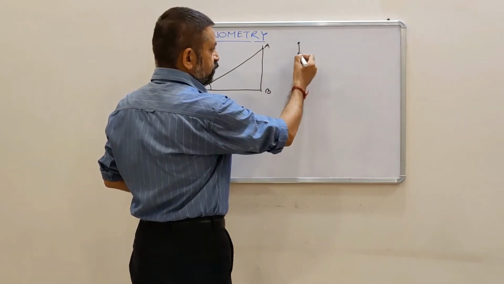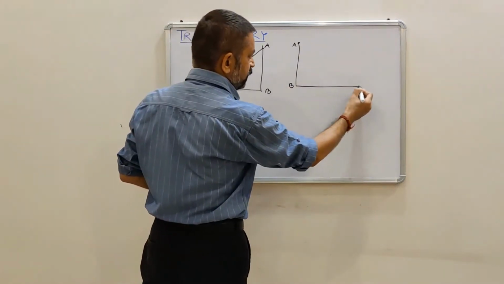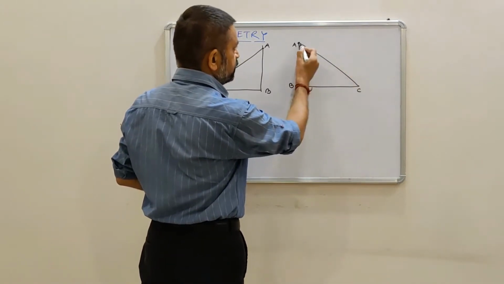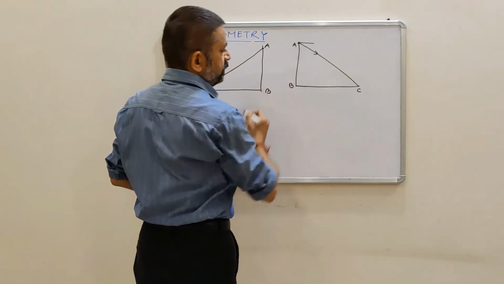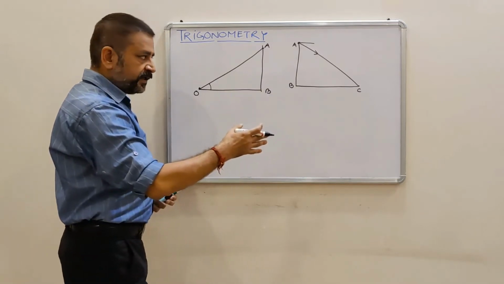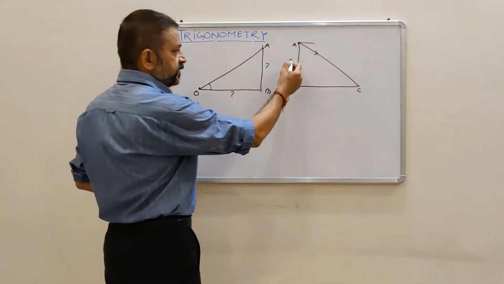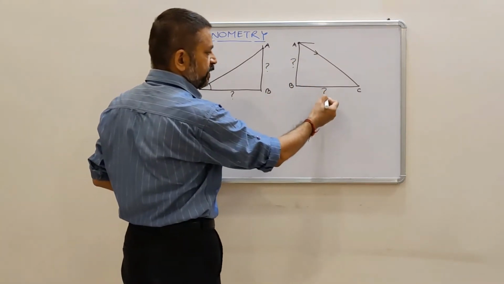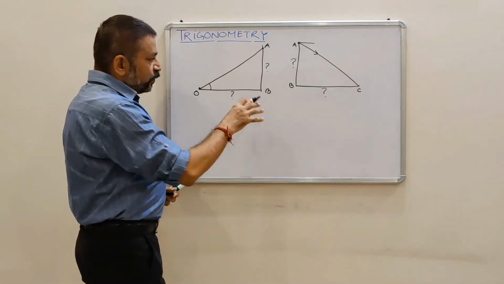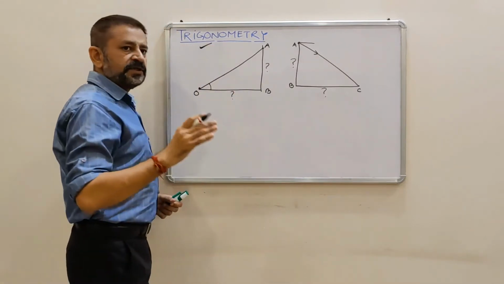Now the observer is at the top of a building, and this observer is looking at one car which is lying on the ground. So he is looking downwards. In both the examples, we can use some mathematical techniques to find this distance or this height. Those mathematical techniques come under the branch of mathematics known as trigonometry.